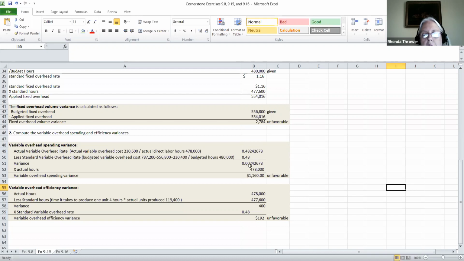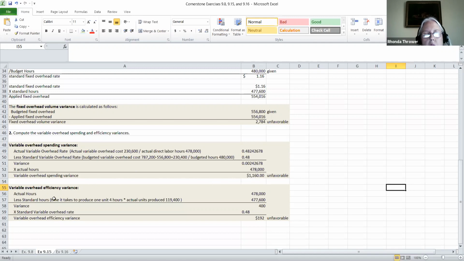And when you subtract these, this is what you get as the unfavorable variance amount. Then we need to multiply that by the actual hours, and that gives us the variable overhead spending variance, which was $1,160.